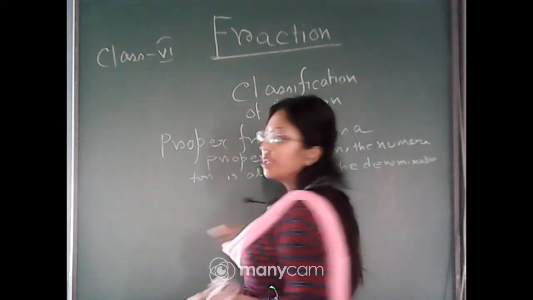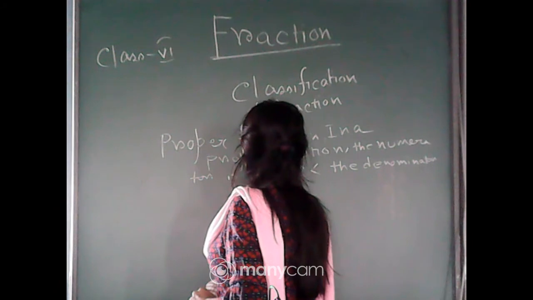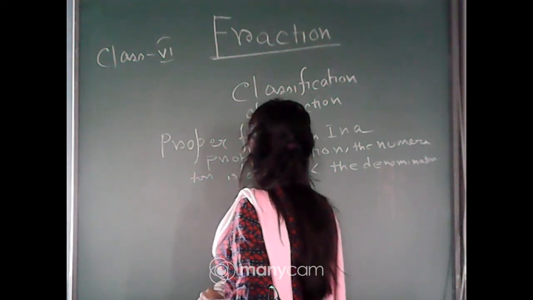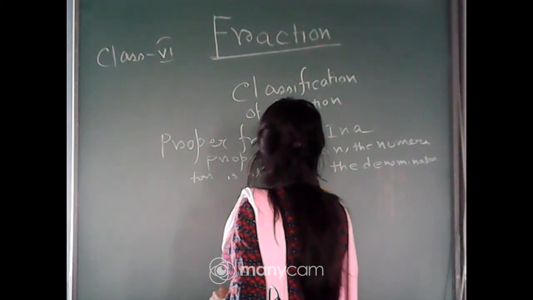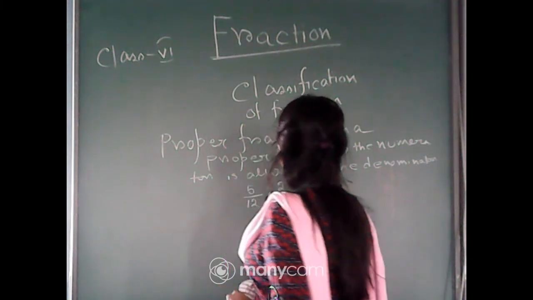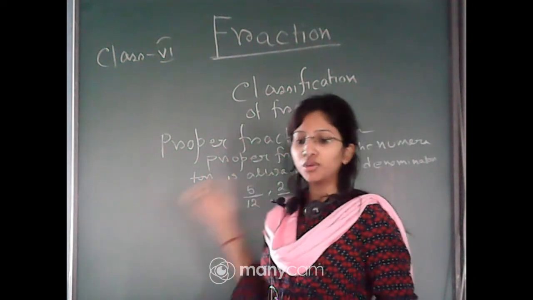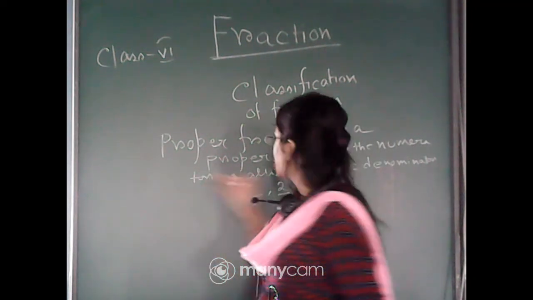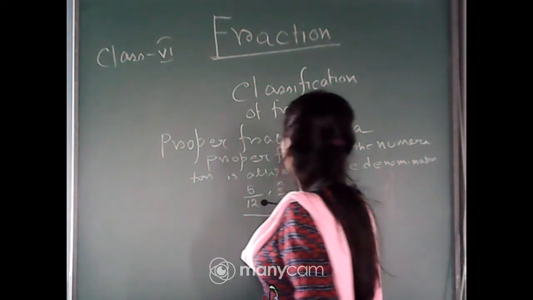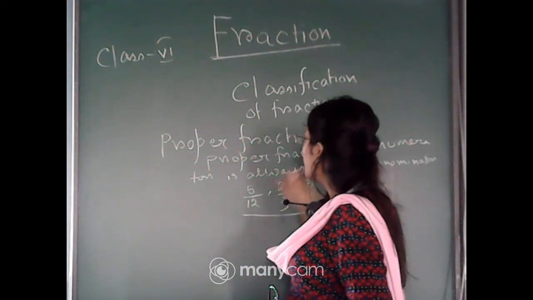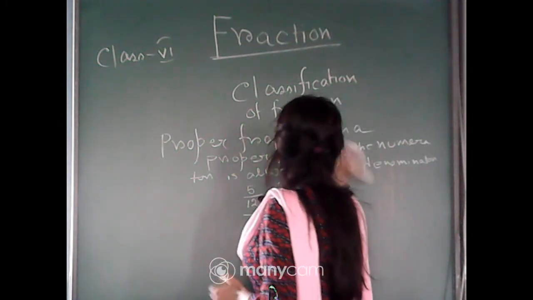Examples of proper fractions are 5/12, 2/3, 3/5 and so on. In each case, the numerator is less than the denominator. So these are all proper fractions since the numerator is less than the denominator. And next is improper fraction.